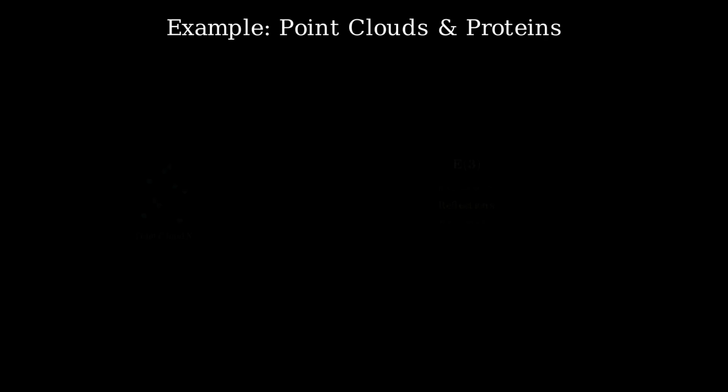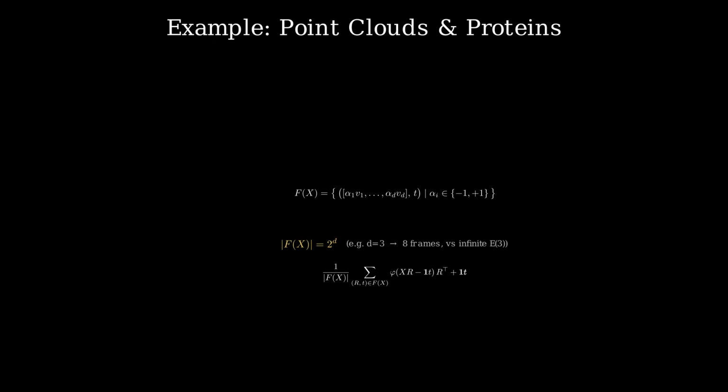To build a frame for point clouds, we use PCA: compute the covariance of X, extract eigenvectors V1 through Vd, and center at the centroid T. Each alpha i is +1 or -1, giving 2 to the d frame elements. Frame averaging then applies: average phi of X rotated and translated, over all frame elements. Each alpha i being +1 or -1 gives exactly 2 to the d sign flip frames.